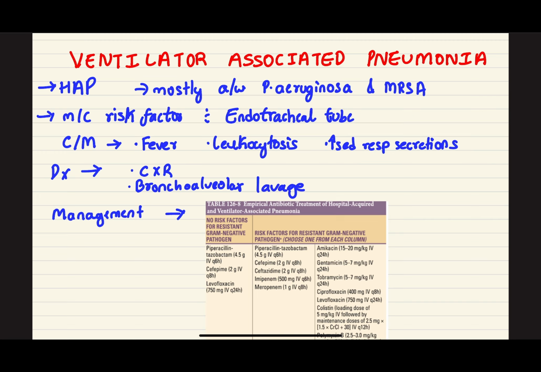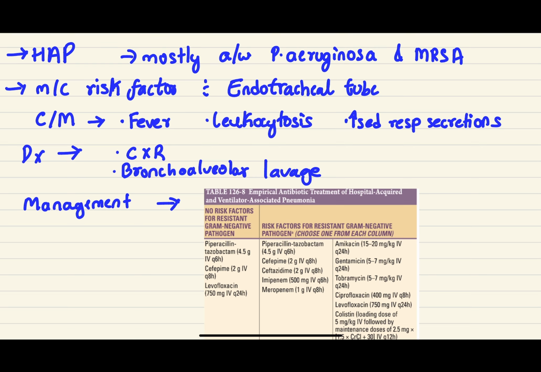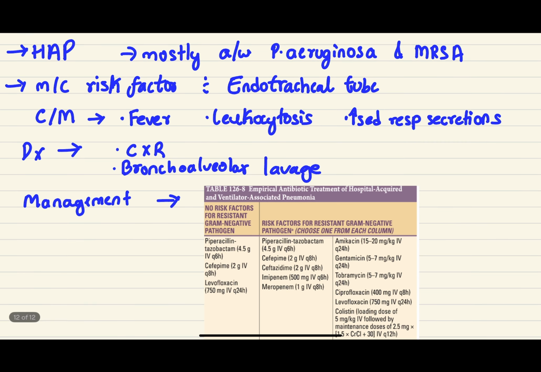Okay, what is the diagnosis? Obviously, the initial imaging is chest X-ray, which looks for new or worsening infiltrates, consolidation or cavitation, and you can do bronchoalveolar lavage, which is preferred for quantitative cultures for bacteria to distinguish infection from colonization. There are other tests like blood cultures for bacteremia and procalcitonin to guide antibiotic duration. If bronchoalveolar lavage is not feasible, then we can do endotracheal aspirate.